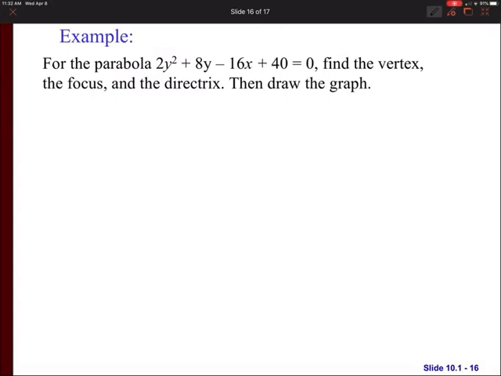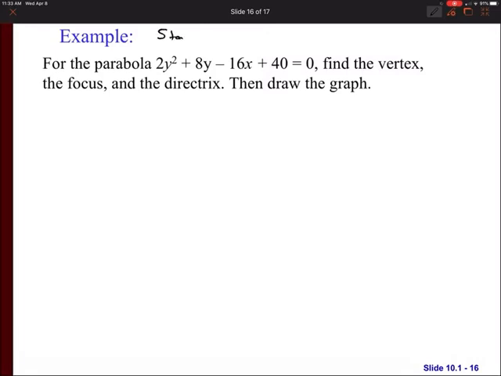All right, let's move on and look at our last two examples here in our notes. So we're studying parabolas. Now, as we look at the equation of this parabola, we've got 2y squared plus 8y minus 16x plus 40 equals 0. This is a quadratic with our squared term being the y term. So we know graphically we've got a parabola that's going to open right or left, just knowing the squared term is the y term.